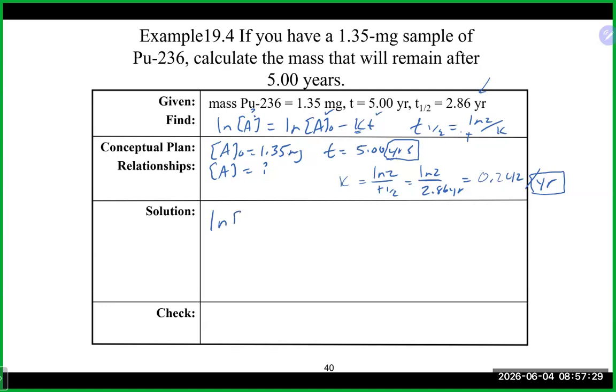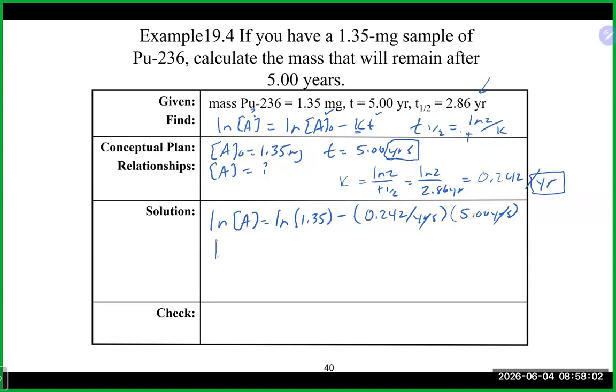In this case, they are both years, so we can put it in without any problems of units not canceling. That gives us the natural log of A is equal to the natural log of 1.35 minus kt. We just calculated 0.242 reciprocal years and our 5 years in this case. Again, the years will cancel. If we clean up the right hand side, we're looking at the natural log of 1.35 minus our decay constant times 5.